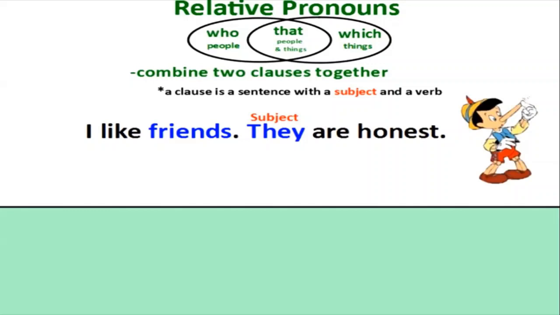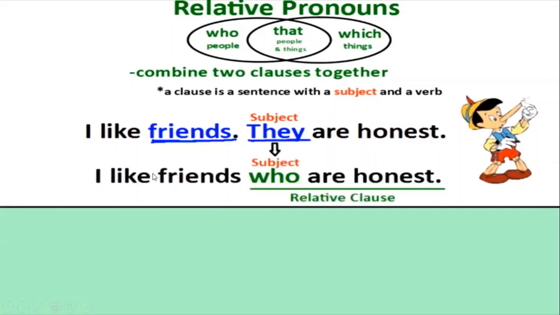Now, guys, if I want to put these two sentences together as one, how can I do it? You have to use a relative pronoun. All right, and how would these two sentences be put together by using a relative pronoun? So put it together and give me the answer. I like friends who are honest. All right, I like friends who are honest. Great, right? I like friends who are honest.